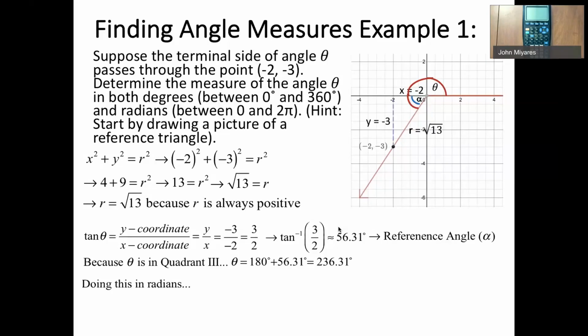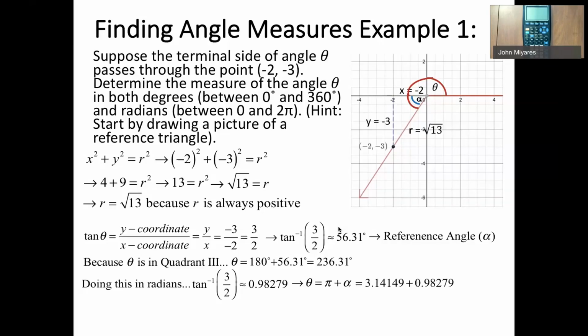If we wanted to do this in radians, we actually have a few options. We could first set our calculator into radian mode, take the inverse tangent of 3/2, which will give us a reference angle alpha of 0.98279 radians. And then from here, in order to find the measure of angle theta, instead of adding to 180 degrees, we can add this to pi radians.